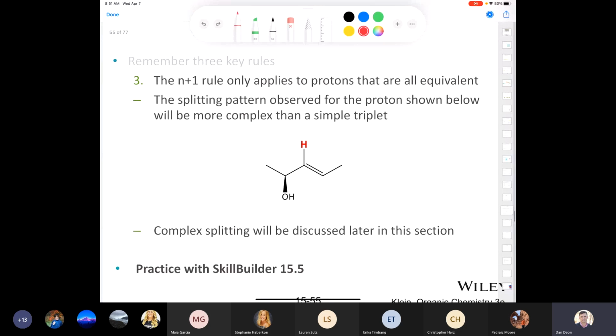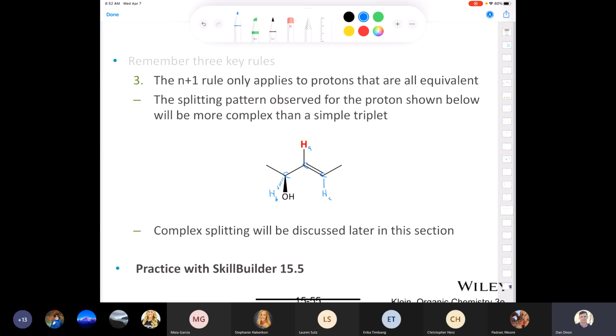Another rule is that the n+1 rule only applies to protons that are all equivalent. So, for example, if you wanted to figure out what the splitting pattern is for the proton that's highlighted in red here, you might think, based off of what I told you, that it would be a triplet. Let me show you why you might think it's a triplet. Here's a carbon, here's its next door neighbor, here's the other next door neighbor. On this carbon I have a hydrogen, and on this carbon I have a hydrogen here. We'll call this HA, and we'll call these HB and HC.